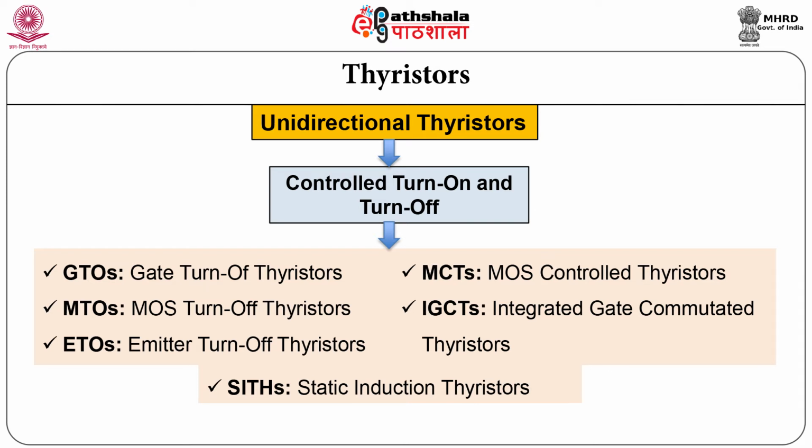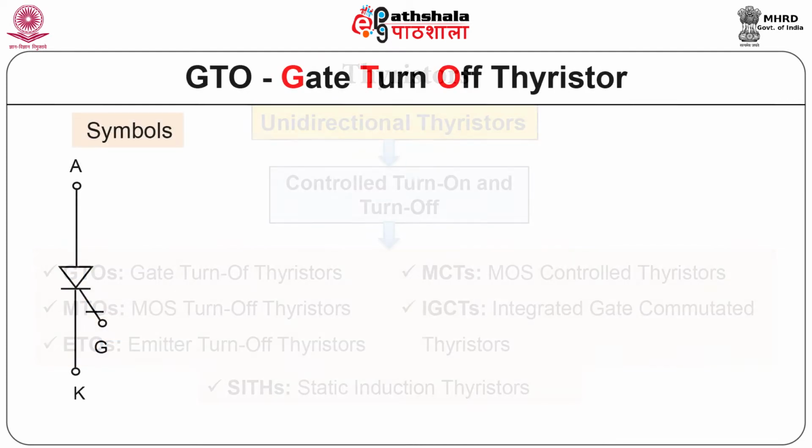There are various types of thyristors available, but the main thyristors are generally limited to 6 to 7. First is GTO, which is a basic type of turn-off thyristor. Then MTOs, ETOs and IGCTs are the derivatives of the GTOs. Then MOS control thyristor. Last is static induction thyristors. We will be studying first the gate turn-off thyristor.